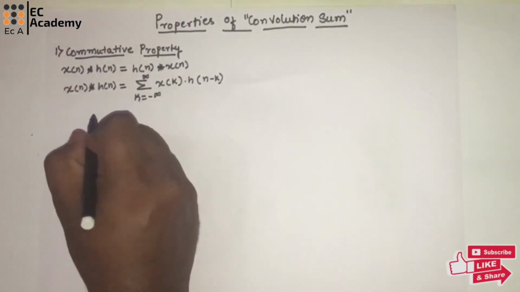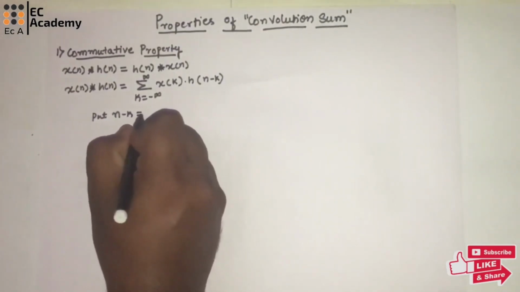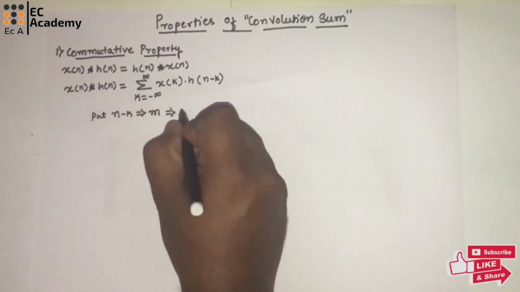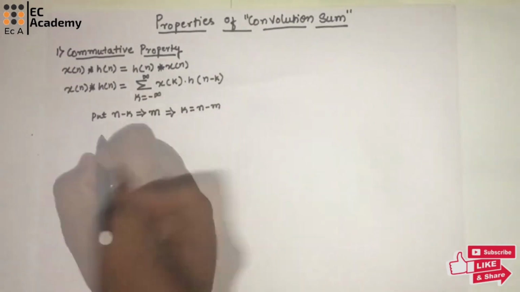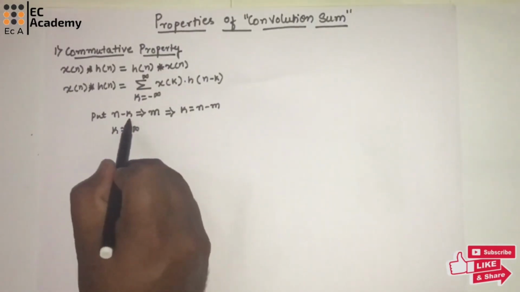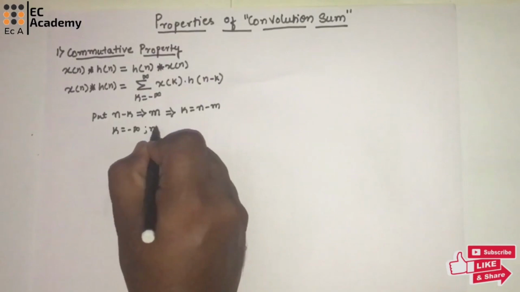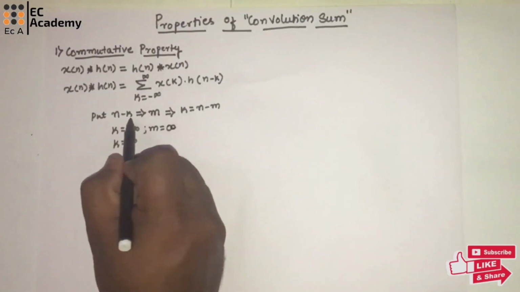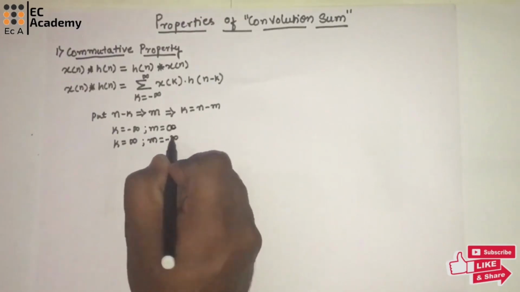Now let us put n minus k as m. So from this we can take k is equal to n minus m. Now if we put k is equal to minus infinity, m will be equal to infinity. And if we put k is equal to infinity, at that case we will get m is equal to minus infinity.